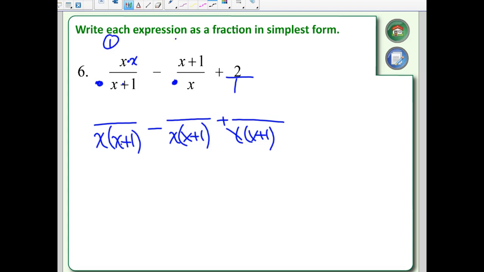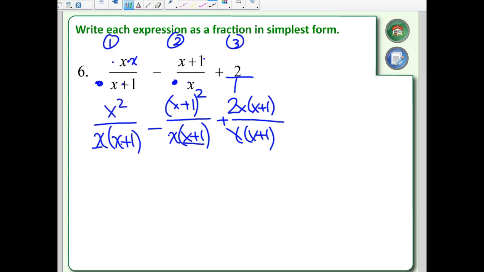When I look at fraction number 2, I've got the x and the x, but I'm missing the x plus 1. So that means this is going to be x plus 1 times x plus 1, which is x plus 1 squared. And then when I look at the last fraction, number 3, well, I need everybody, so we're going to say 2 times x plus 1. Now let's go back here. Hopefully you know x times x is x squared.